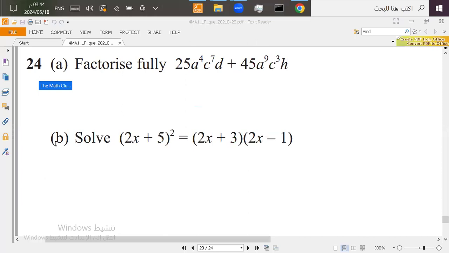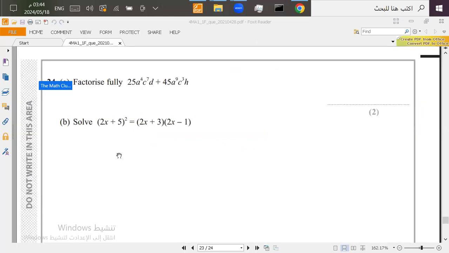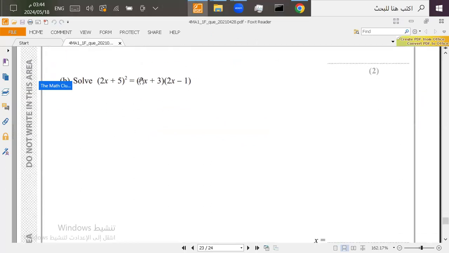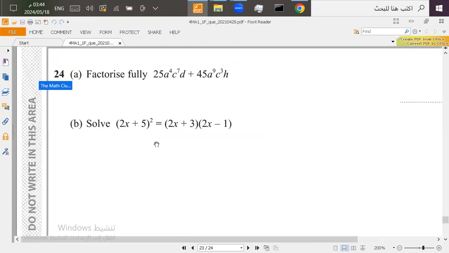In the next question here, let's zoom out first. Solve this. Okay, solve this. And solve means find the value of x. So we're going to expand and simplify as much as possible. And then we will try to find the value of x.